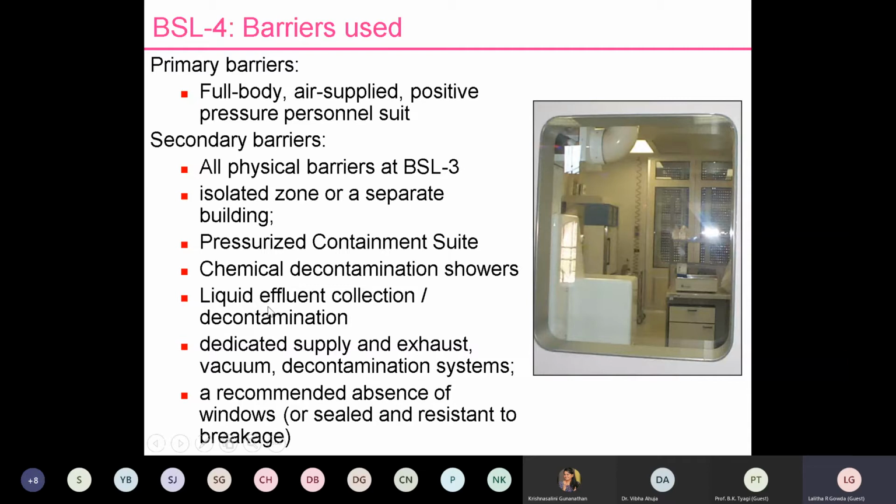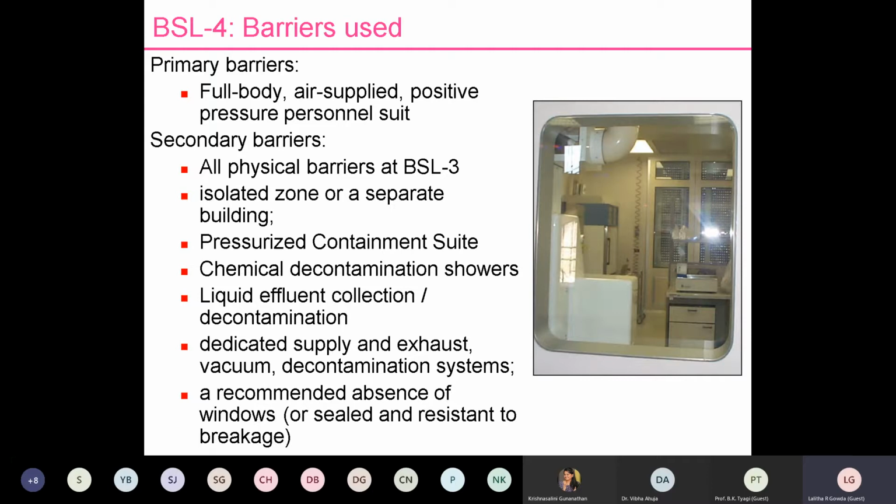The liquid effluent collection and decontamination should be independent of the other laboratories. The air supply should be dedicated; both the incoming and the exhaust have to be dedicated for that purpose. And it is recommended that the BSL-4 has no windows, or even if there are windows, they have to be sealed and resistant to breakage. So these are the requirements when you're working with microbes or pathogens in there.